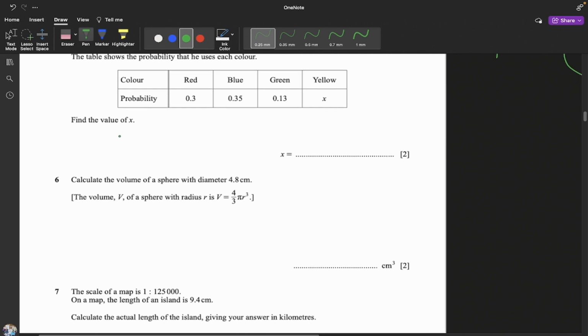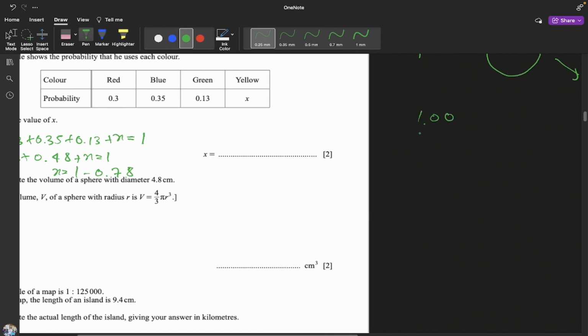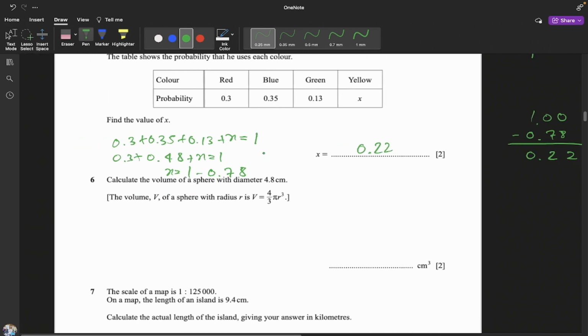So here also we can use that theory. When 0.3 plus 0.35 plus 0.13 plus x is added together, you get 1. 0.35 plus 0.13 will give you 0.48. 0.48 plus 0.3 plus x is equal to 1. If you add these two, you get 0.78. So x is 1 minus 0.78. If you subtract, you get 0.22. Your answer is 0.22. Okay.